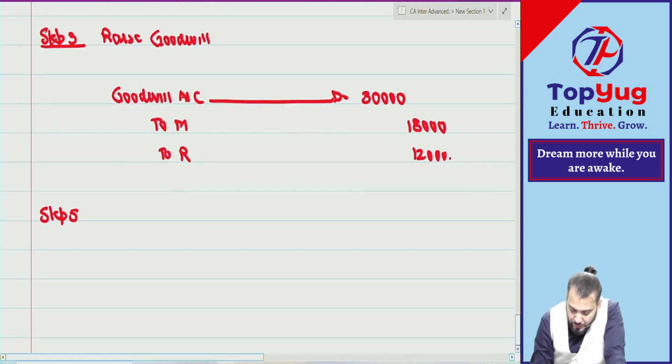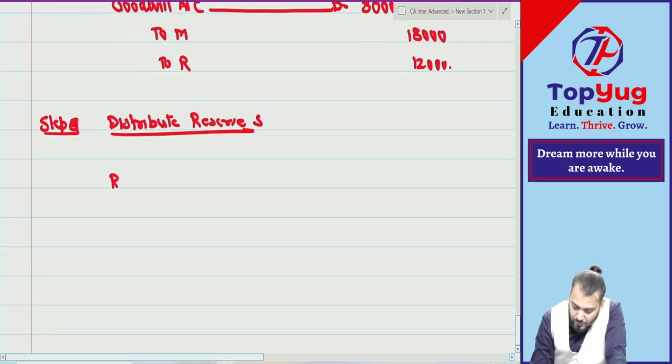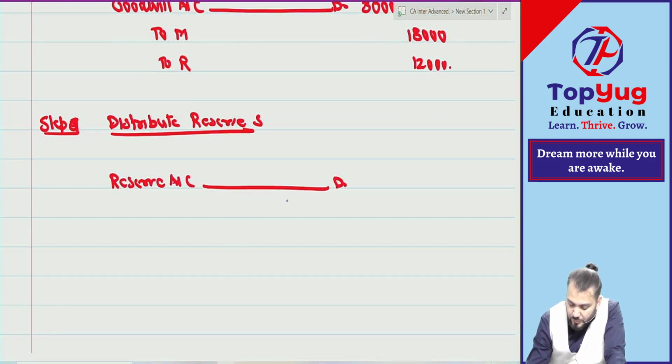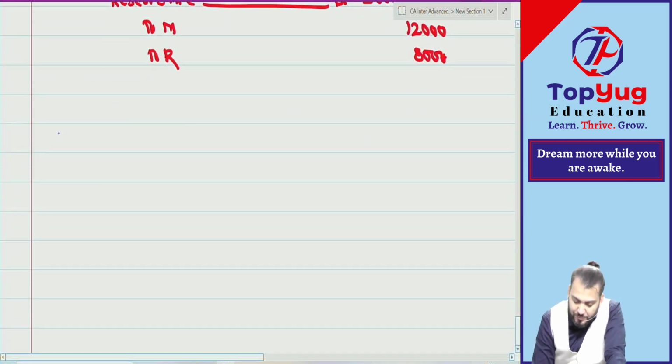Step number 4. Distribute what? Distribute a reserve. Correct? What journal entry? Reserve account debit 20,000 to MNR 12,000 and 8,000. Correct. What is step number 5?